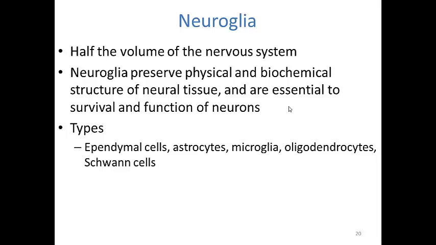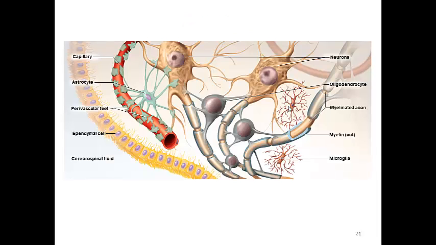There are different types of neuroglia: ependymal cells, astrocytes, microglia, oligodendrocytes, which are also called oligodendroglia, and Schwann cells are a few of the most common types. In this picture here, we can see several types of neuroglia. We see astrocytes in green here, and you notice the astrocytes are around a blood vessel. Astrocytes are important for forming something called the blood-brain barrier, which helps to separate your brain circulation from the rest of your body.